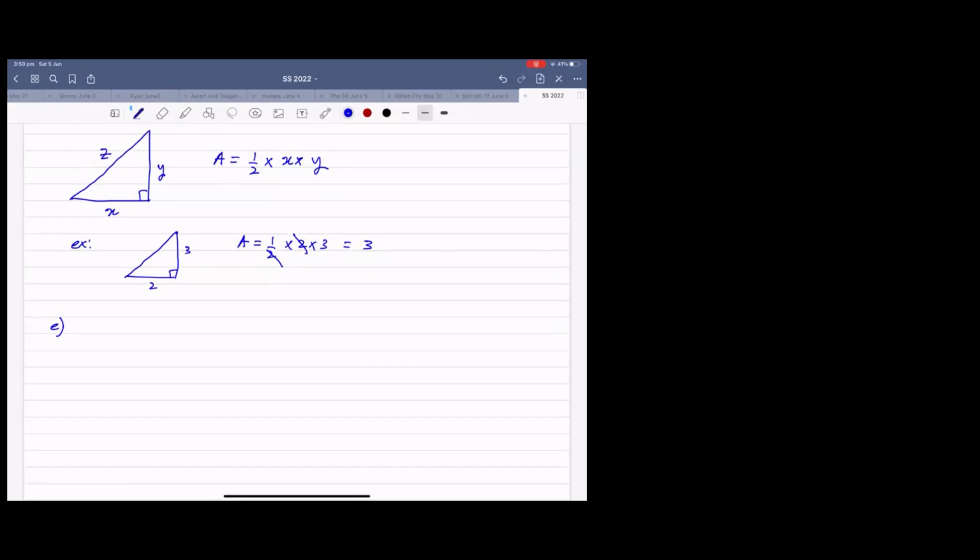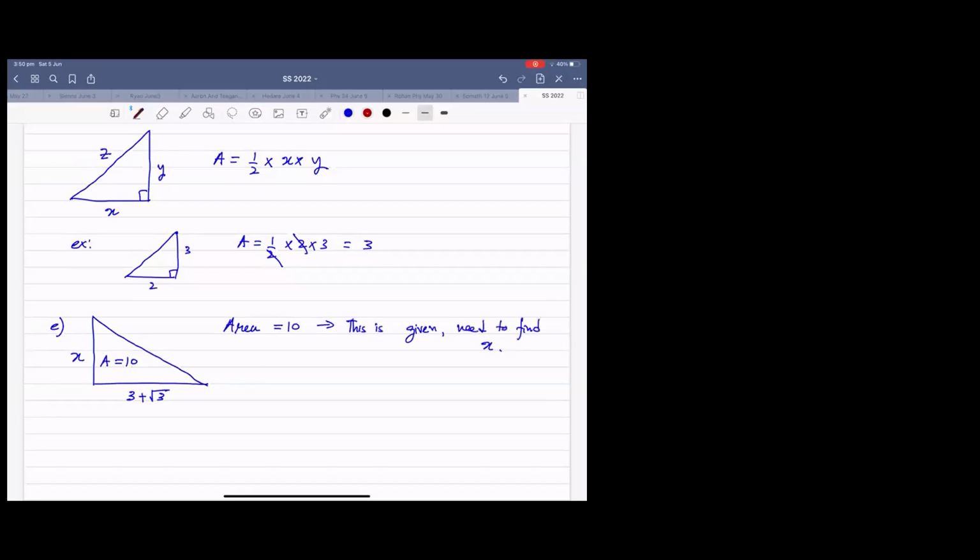E. Now, this is X here. This is 3 plus square root 3. Area is given as 10 here. Okay. So that means area is 10. This is given. Need to find X.